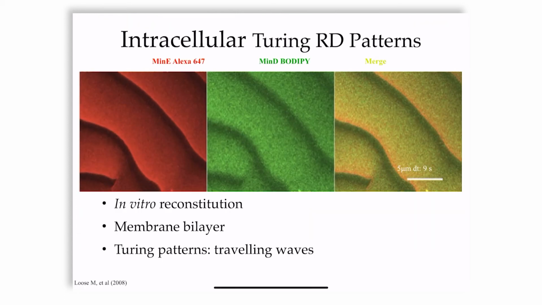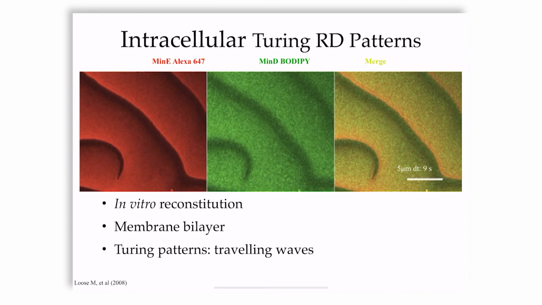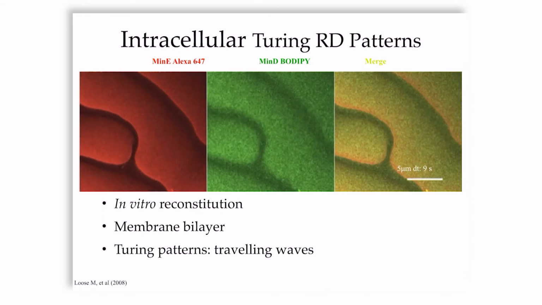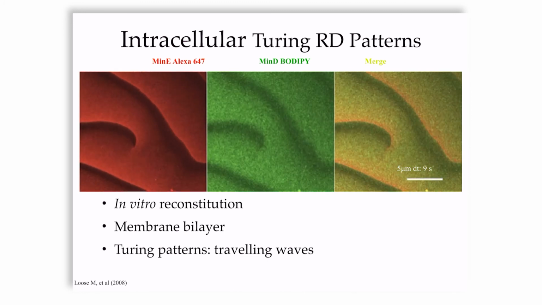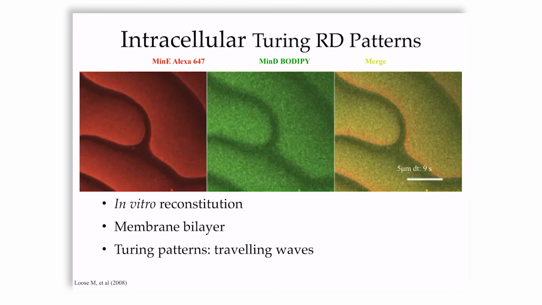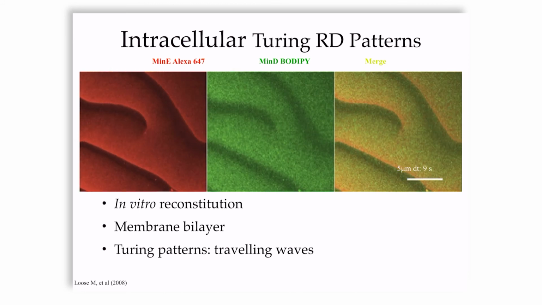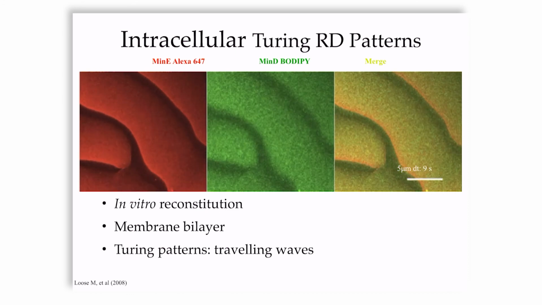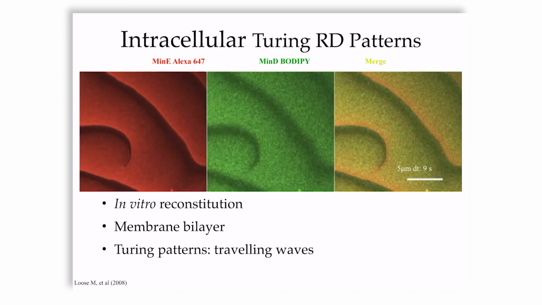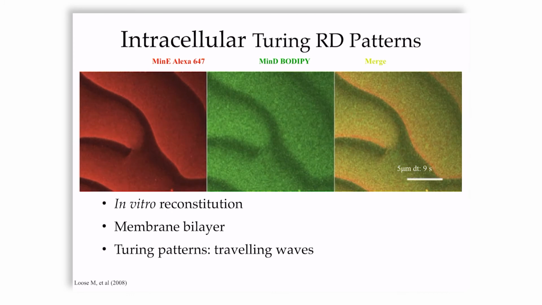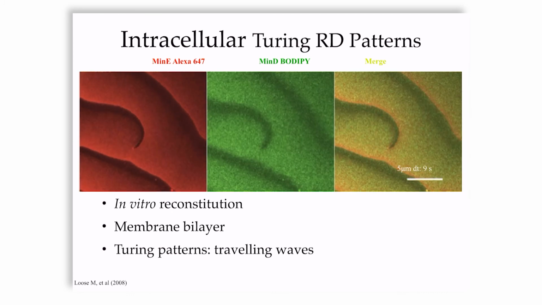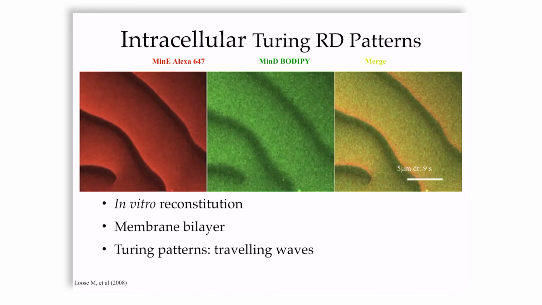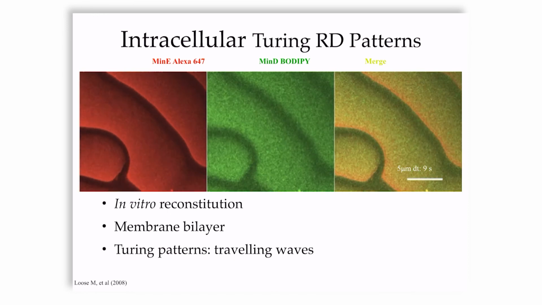And it turns out, when taking all of these ideas on board, a group in Munich, that of Petra Schwille, she and her co-workers assembled a lipid bilayer where MinE was labeled with Alexa 647, the red dye, MinD with a green dye called BODIPY, and the images were merged. What they saw were these amazing, pretty time series of the evolution of traveling waves of MinD and MinE.